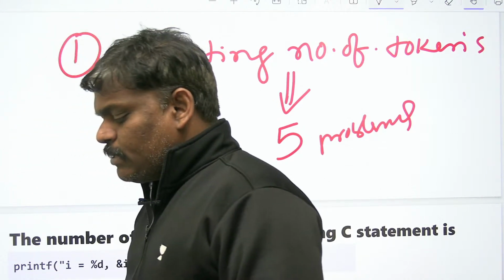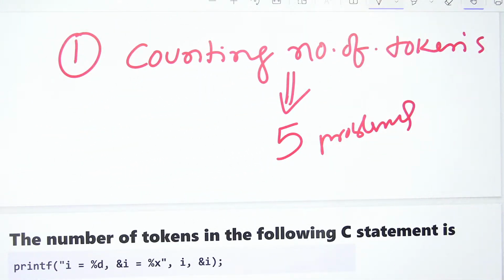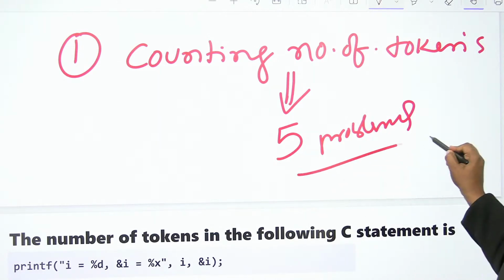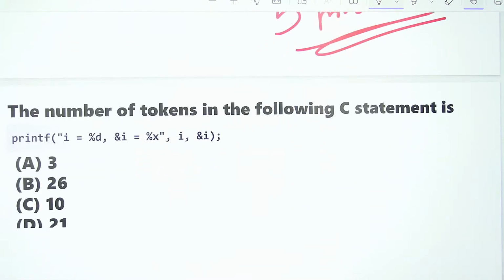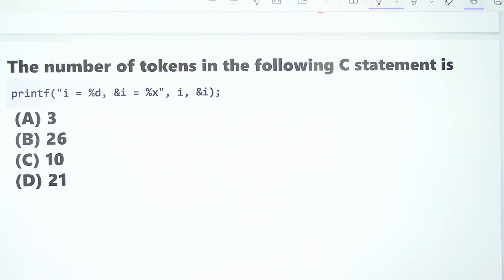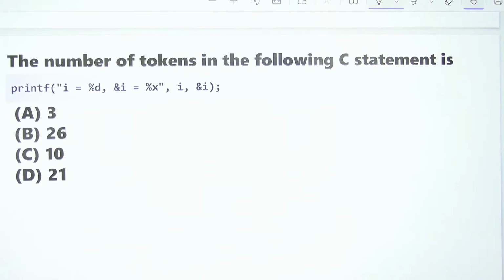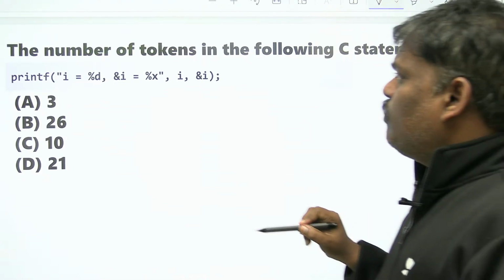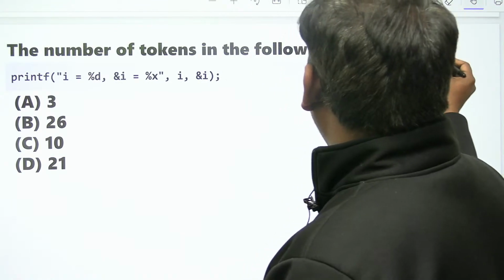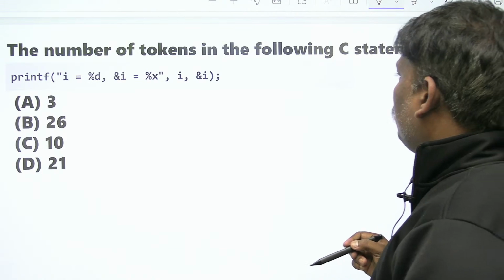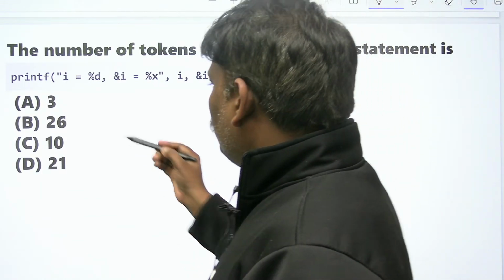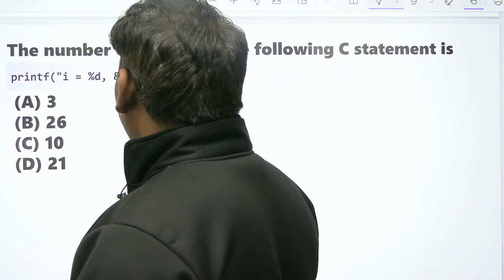On this topic, please practice a minimum of 5 problems. If you can practice 5 problems for this topic, it is more than enough. I have given an example also of how it looks. The number of tokens in the following C statement is asked. This is a C programming statement. How many tokens are there?